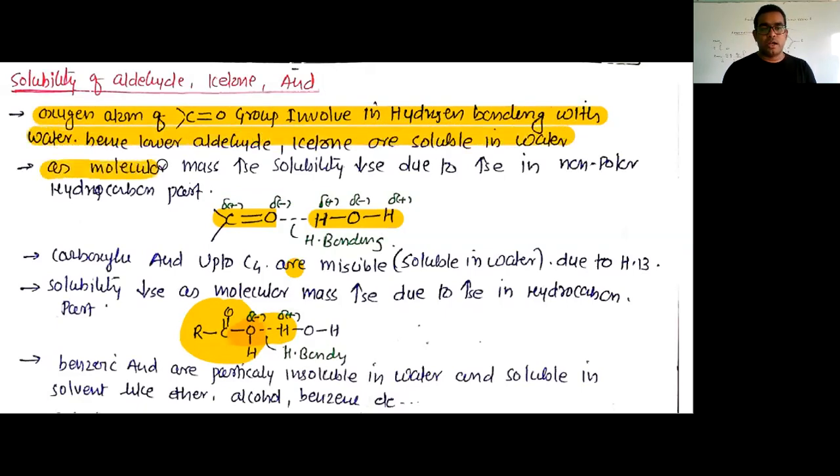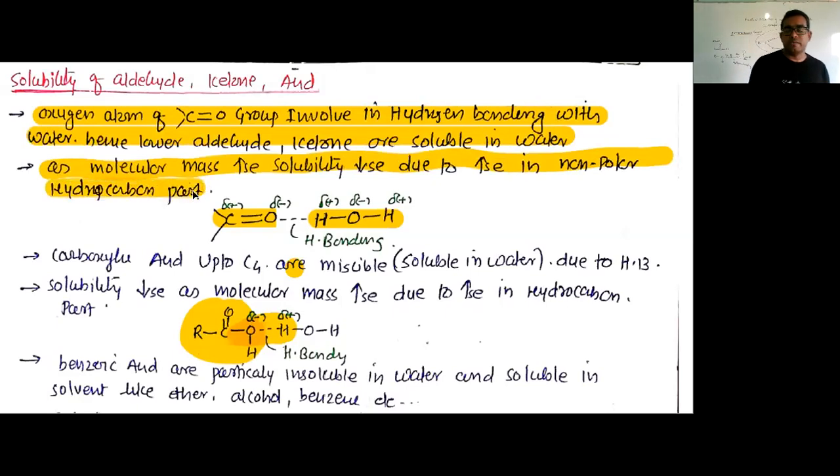As molecular mass increases, solubility decreases due to increase in non-polar hydrocarbon part. So जैसे जैसे number of carbon atoms बढ़ेगा, वैसे वैसे solubility decrease होते जाएगा, because hydrocarbon does not show polarity, and hence it can produce steric hindrance between carbonyl group and water molecule, and hence as the number of carbon atoms increases, solubility goes on decreasing.